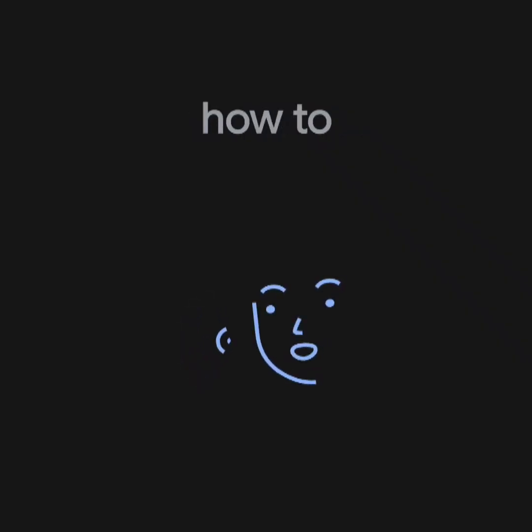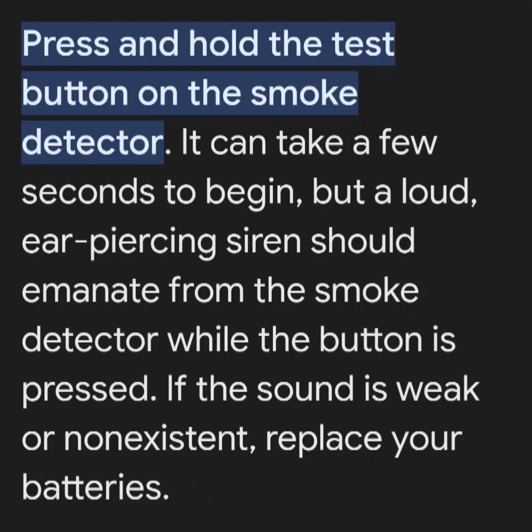How to check a fire alarm? According to Allstate Insurance Company, press and hold the test button on the smoke detector. It can take a few seconds to begin, but a loud, ear-piercing siren should emanate from the smoke detector while the button is pressed. If the sound is weak or non-existent, replace your batteries.